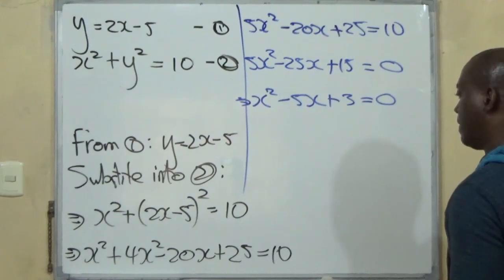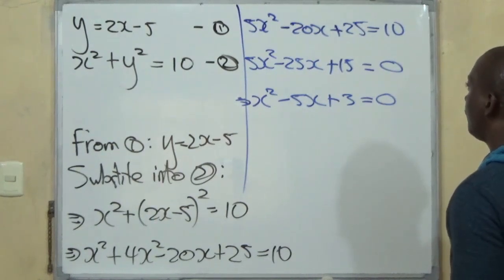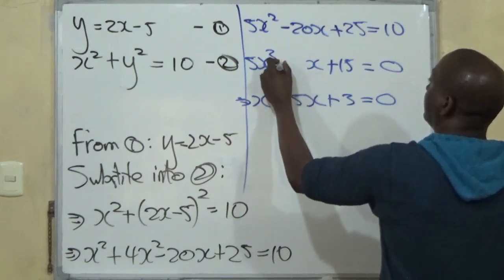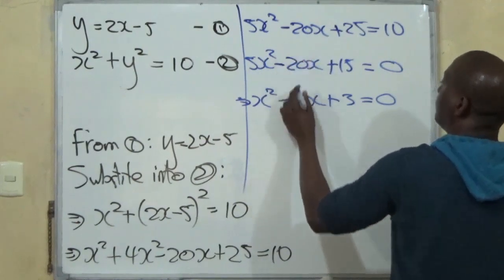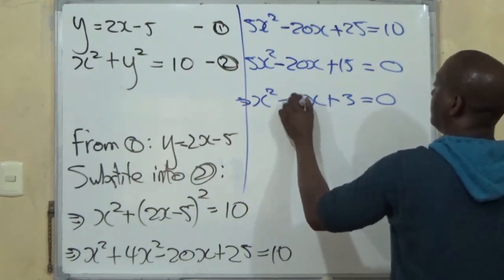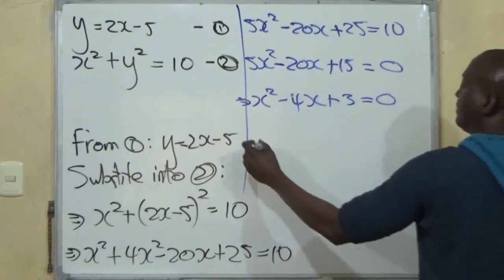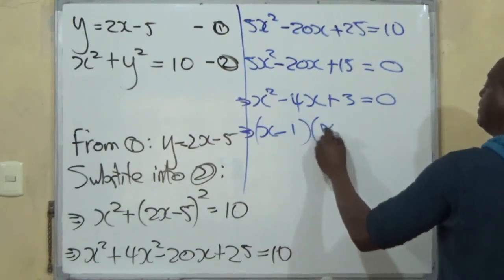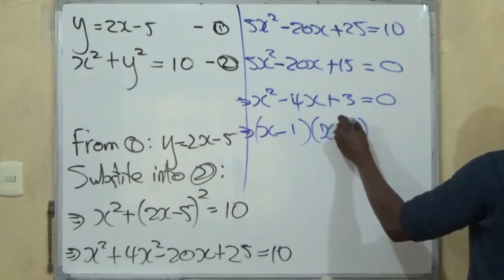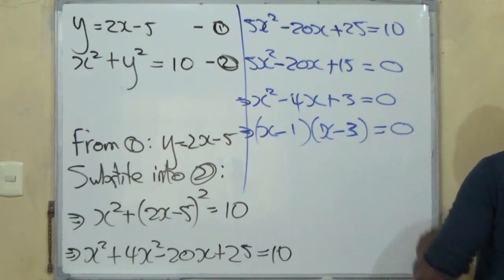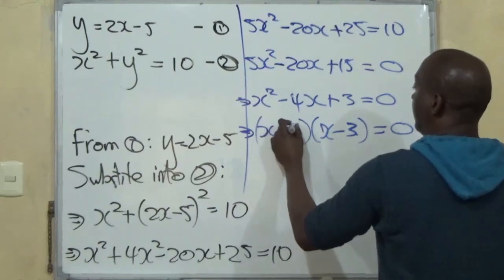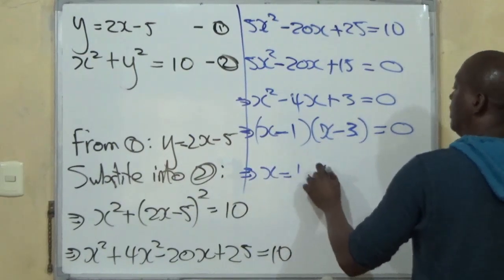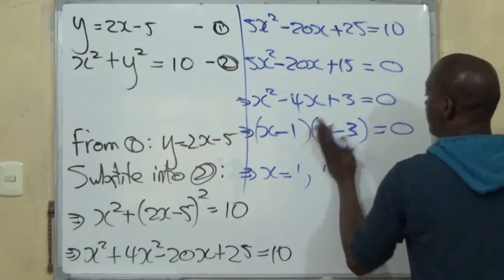Minus 20x. Sorry, my mistake here. It's minus 20x, so it's 4x, minus 4x. X squared minus 4x, plus 3. You factorize, you get x minus 1 into x minus 3. Again, I'm not going into the details of how we get that. You have other videos on that too. X minus 1 into x minus 3, so x equal 1 and x equal 3.